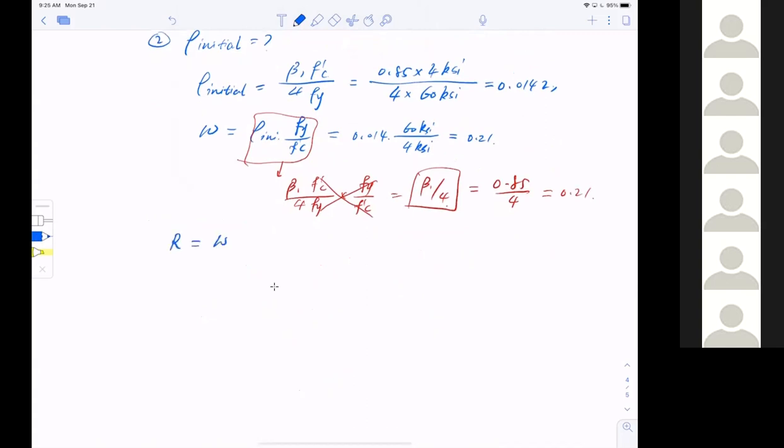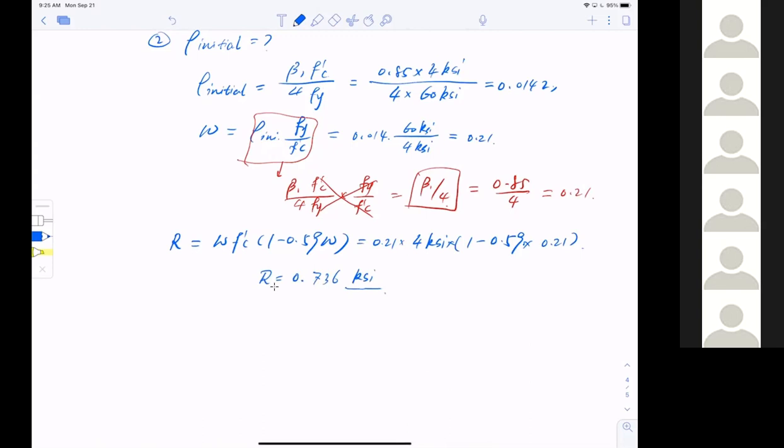Anyway, so this is the reinforcement index. Now let's take the resistance factor R equal to omega F prime C times 1 minus 0.59 omega. So that is 0.21 times F prime C, 4 KSI, times 1 minus 0.59, and omega is 0.21. And I have R equal to 0.736 KSI.